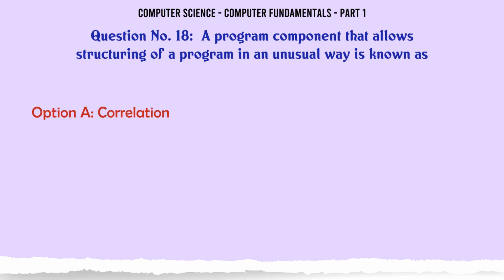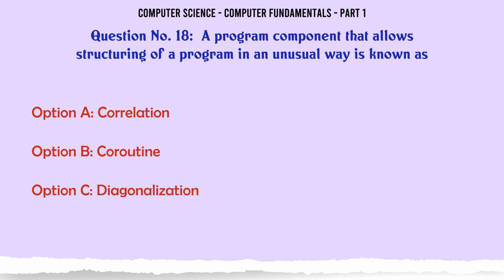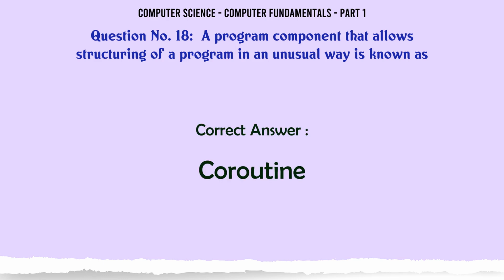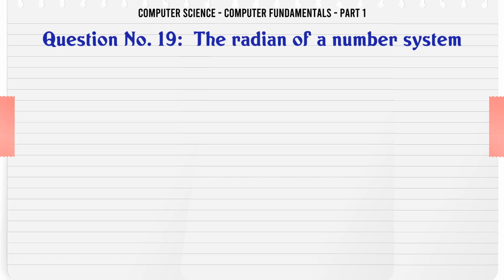A program component that allows structuring of a program in an unusual way is known as A. Correlation, B. Coroutine, C. Diagonalization, D. Kern. The correct answer is coroutine.